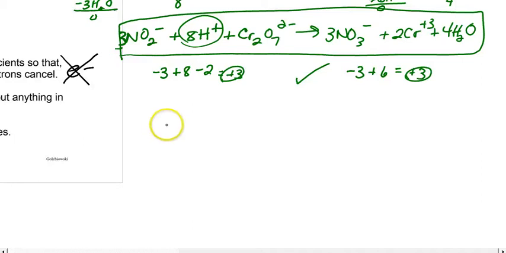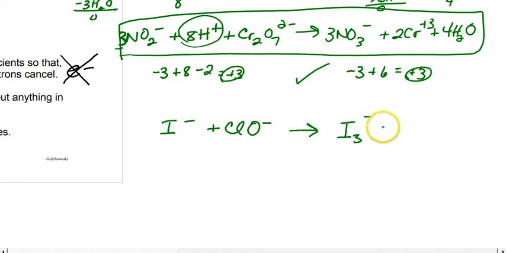So let's try out iodine ion, hypochlorite ion, to form I3 ion plus chlorine ion. So you're going to want to take it through all those steps until you get to your balanced equation. One hint I'm going to give you is the oxidation number for I3.